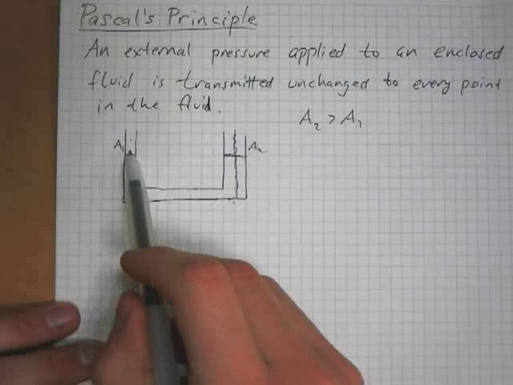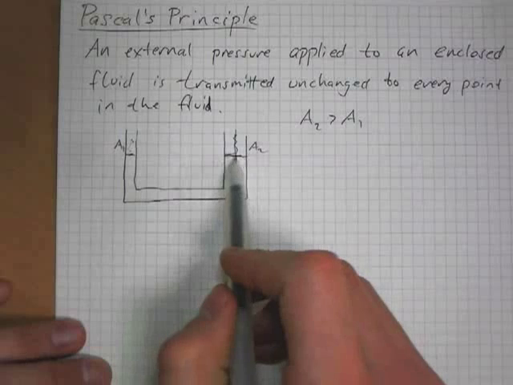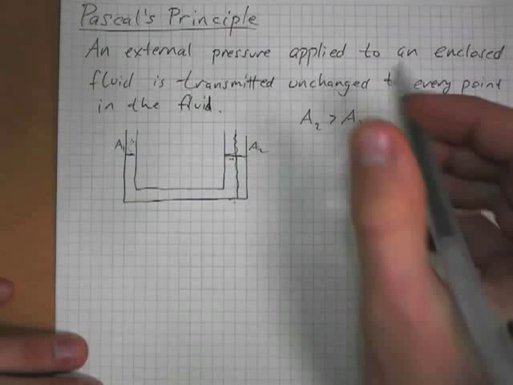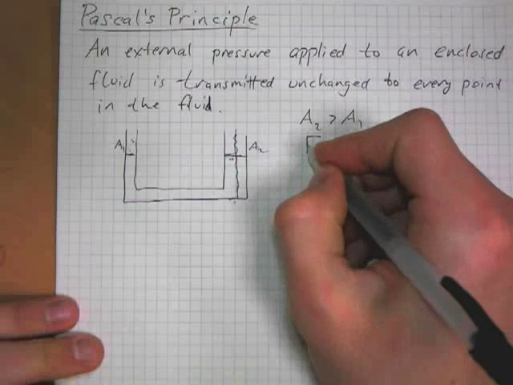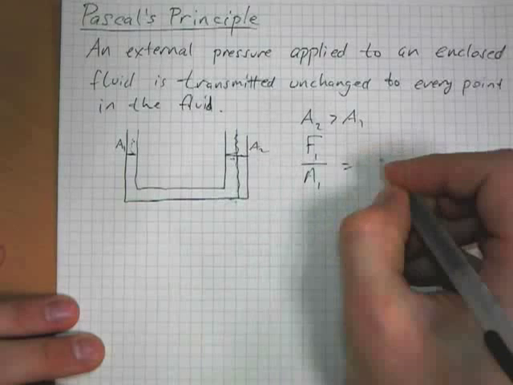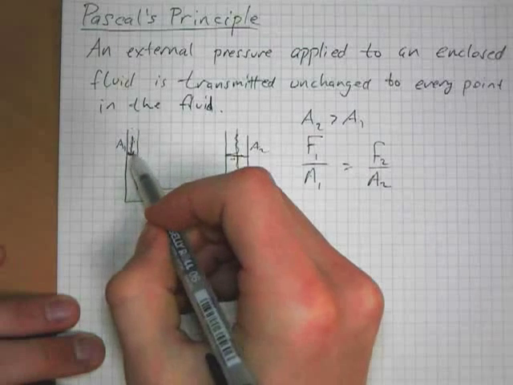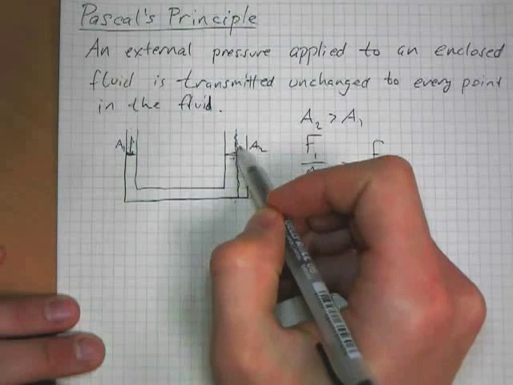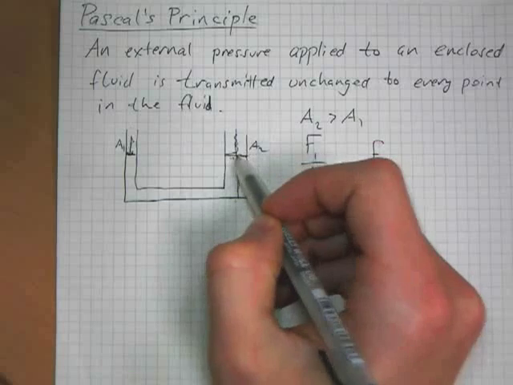So if I apply a pressure over here, then that same pressure is applied over here. And pressure is force per area, so the force applied over here is different from the force applied over here. If I apply a force downward up here, that's going to cause a force upward. This will exert an upward force on anything that might be on top of that over there.